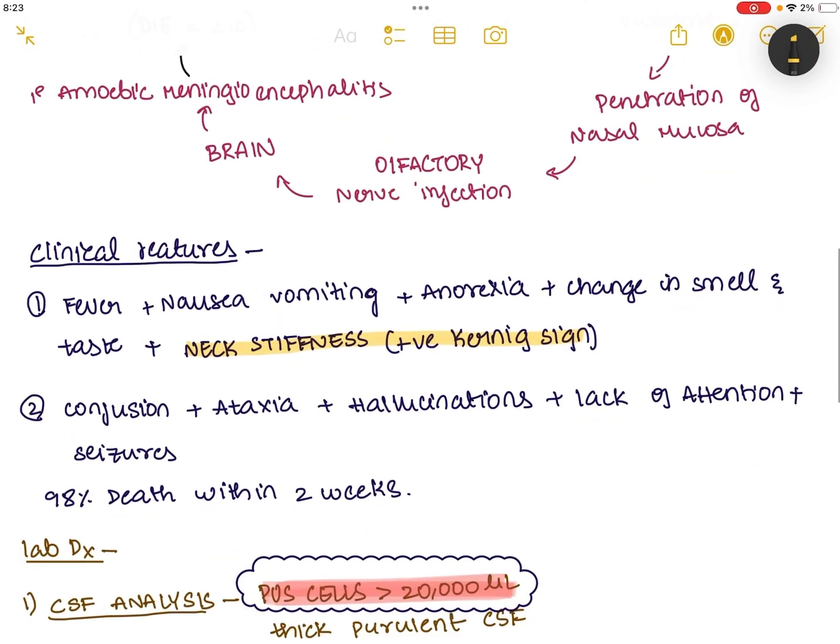You see the clinical features. One or two days after the swimming, the person can develop fever, nausea, vomiting, anorexia, that means inability to eat, and change in smell and taste, and also neck stiffness is present. Positive Kernig's sign. So the patient will have fever with chills and also a stiff neck. As the disease progresses, you can also see CNS manifestations like confusion, ataxia, hallucinations, lack of attention, seizures, and in 98% of the cases, death occurs within 2 weeks.